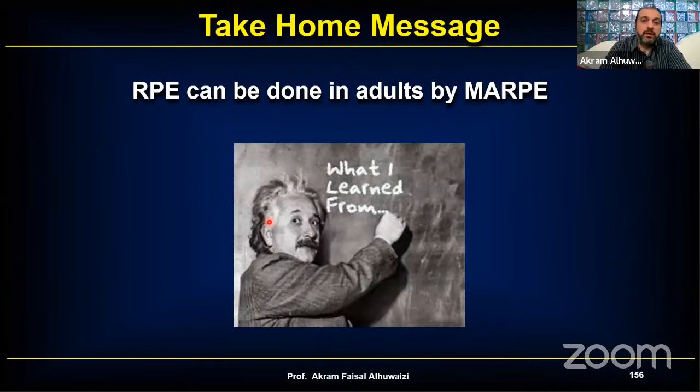And the last thing, my take-home message is rapid palatal expanders are a real thing, and they can be done in late teens and adults by using MARPE. So I would really encourage you to try them. Go slowly, try to use MSEs, try to use them on teenage females first, and as the learning curve goes up, then you start to use them on adults more.